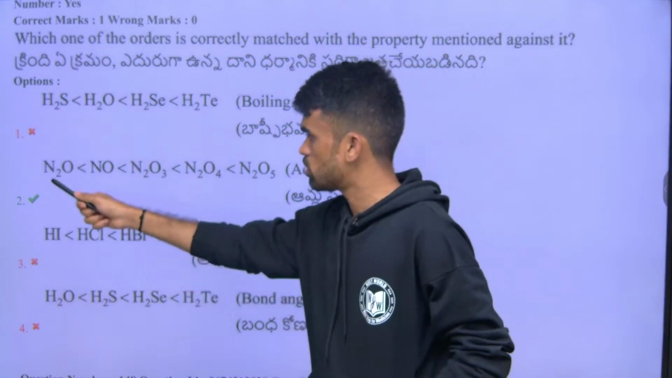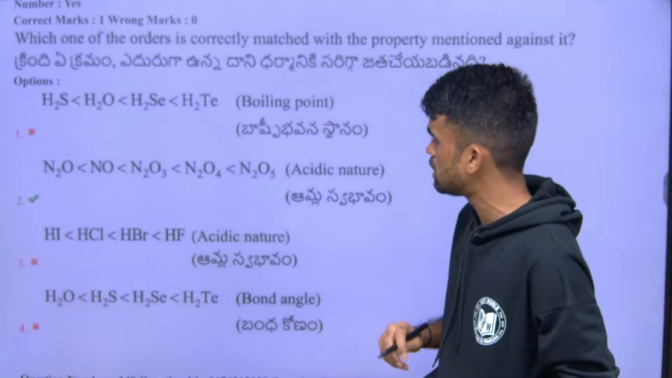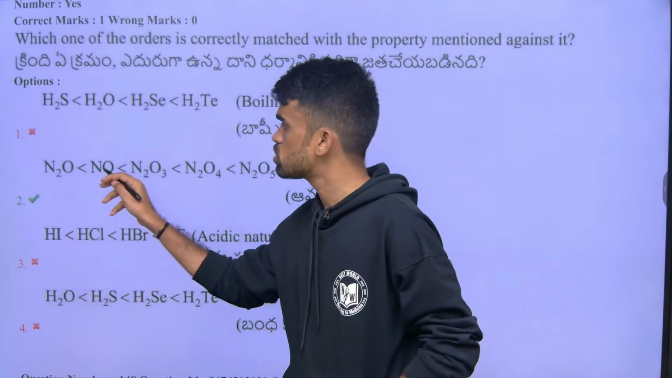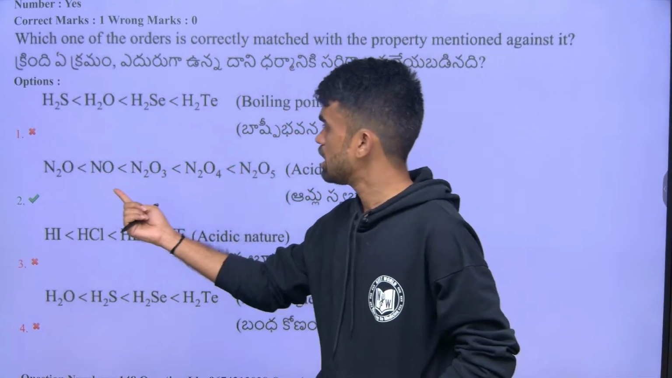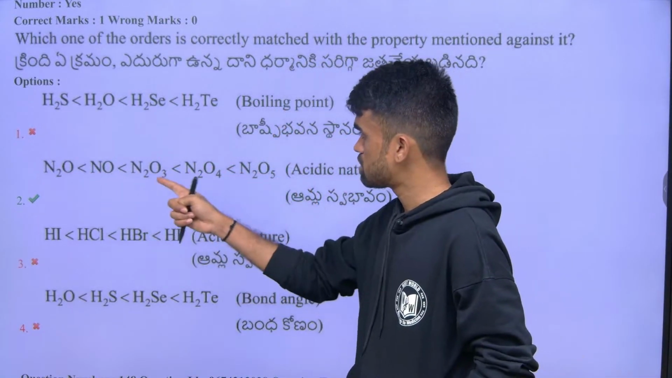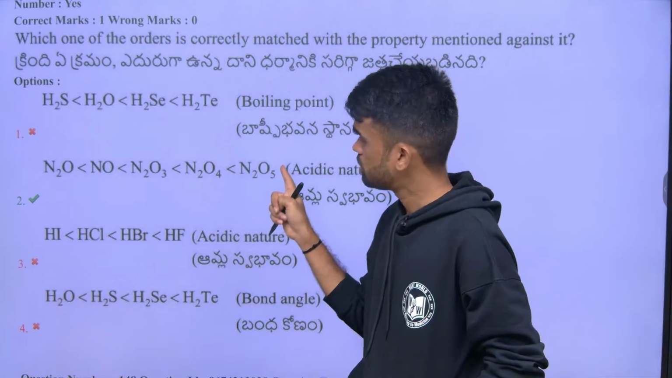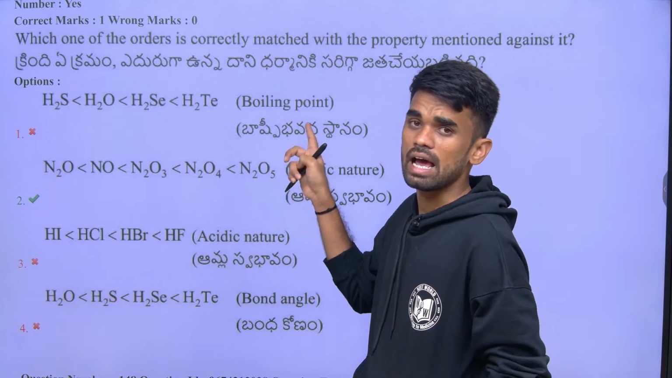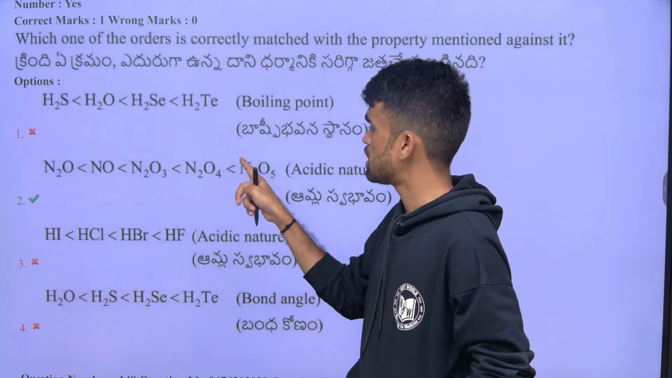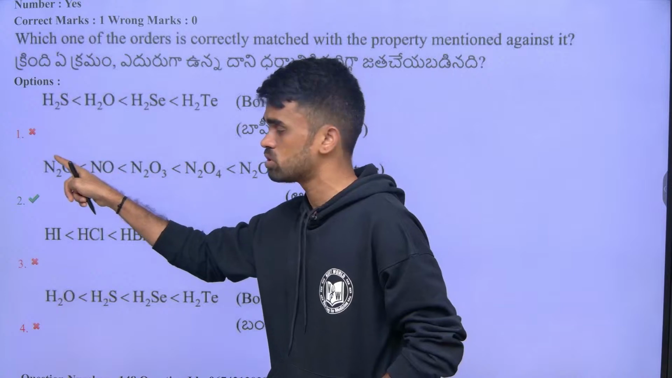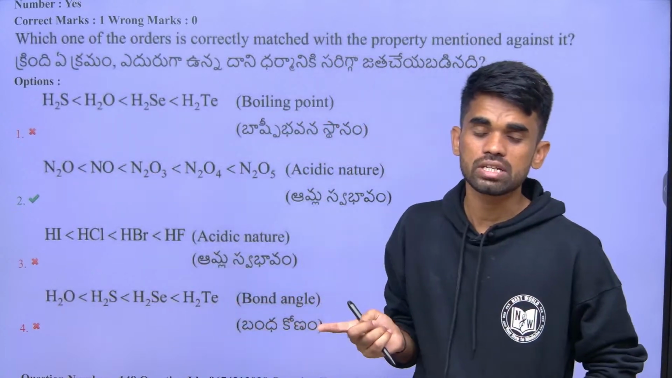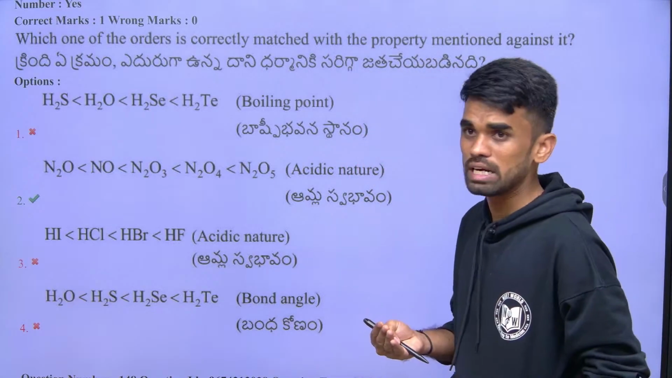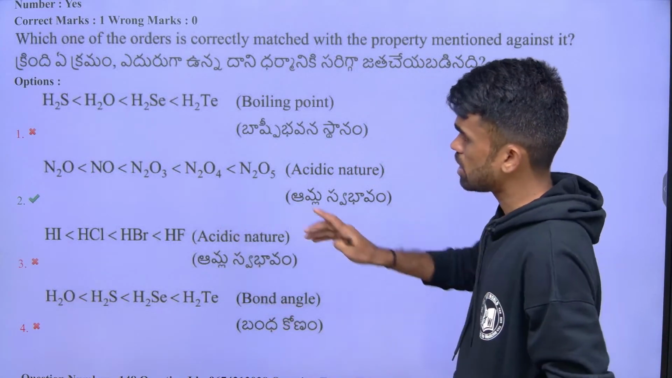Now, if we consider oxides of nitrogen, this order is correct. Why is it correct? The central atom nitrogen is the same, so with increase in oxidation state, it is plus 5, plus 4, plus 3, plus 2, plus 1. With increase in oxidation state, their acidic nature also increases. This is a statement you can remember. So this order is correct.